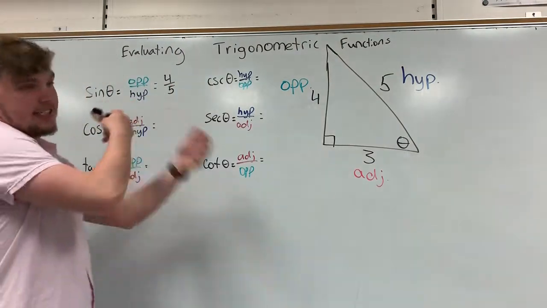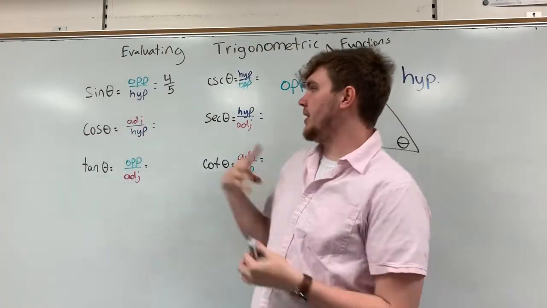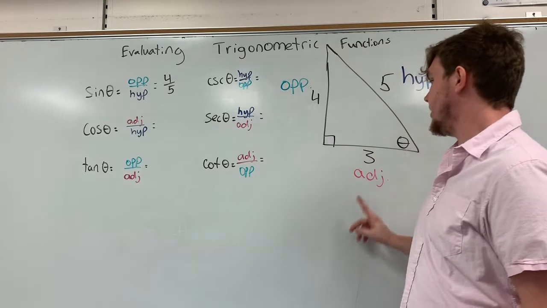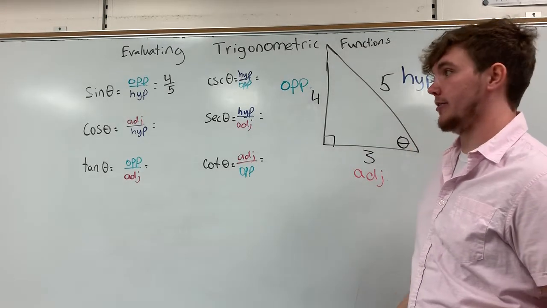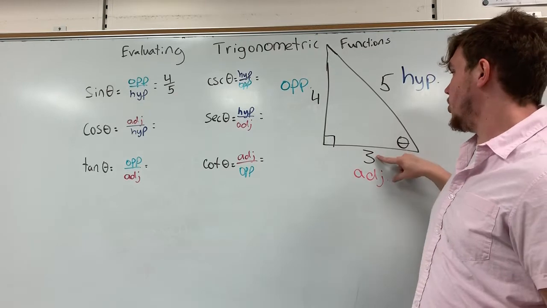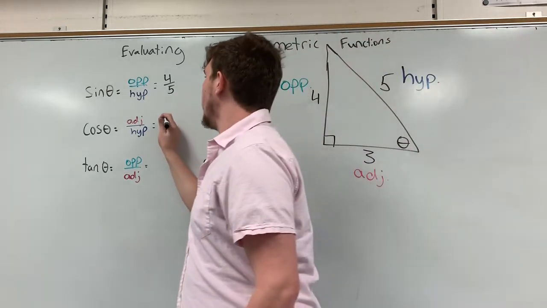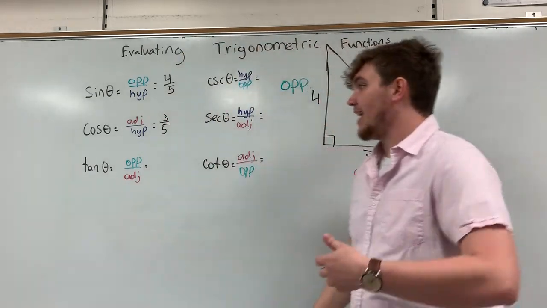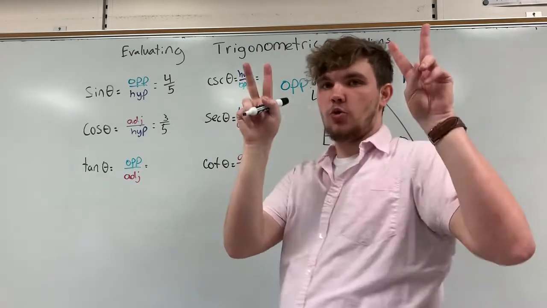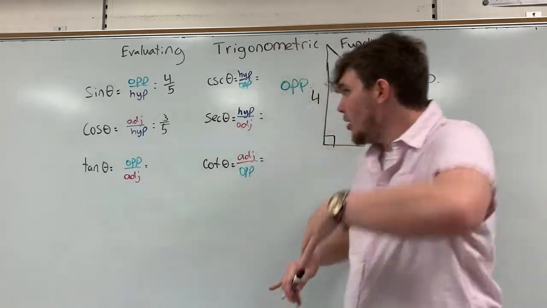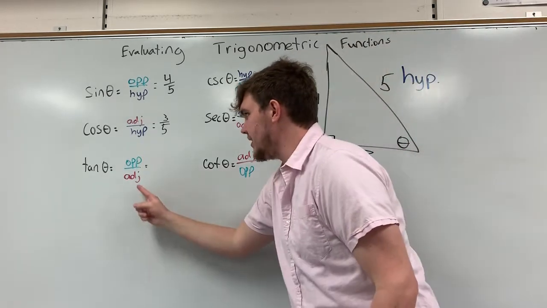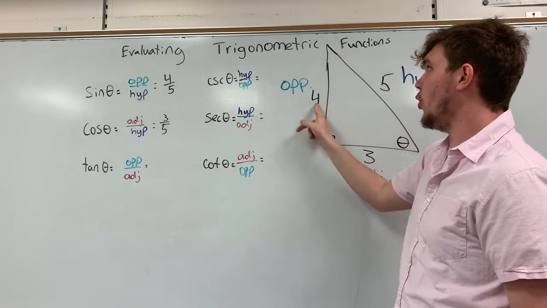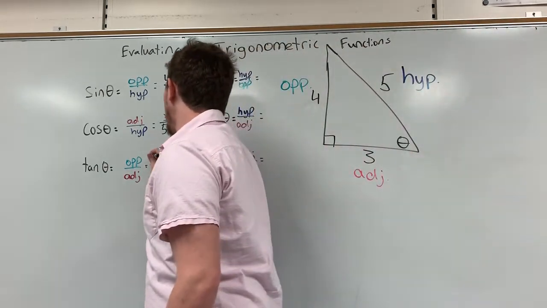All right, next one is the cosine of theta. The cosine of theta is the adjacent side over the hypotenuse, so it's the adjacent divided by the hypotenuse. Okay, so in this triangle, it is 3 divided by 5. 3 over 5. All right, and then the tangent, the last regular trigonometric function. Tangent of theta is the opposite divided by the adjacent. 4 divided by 3.